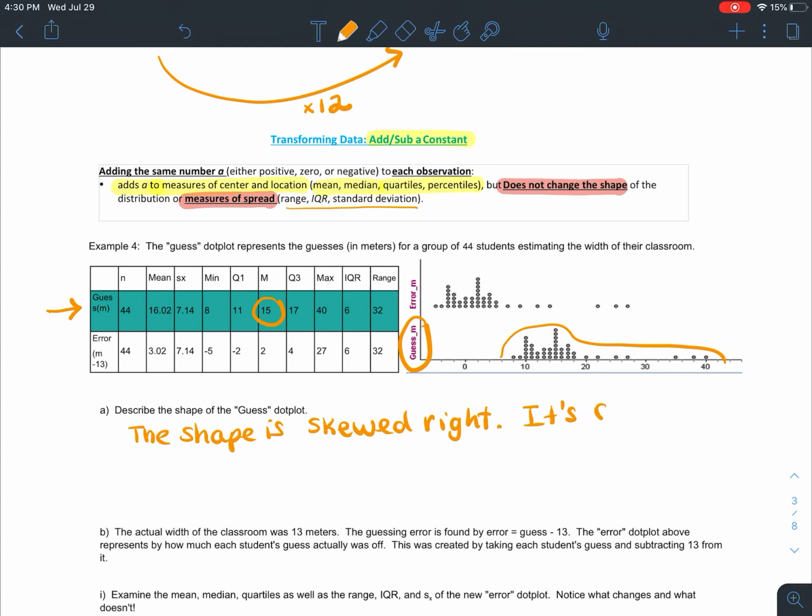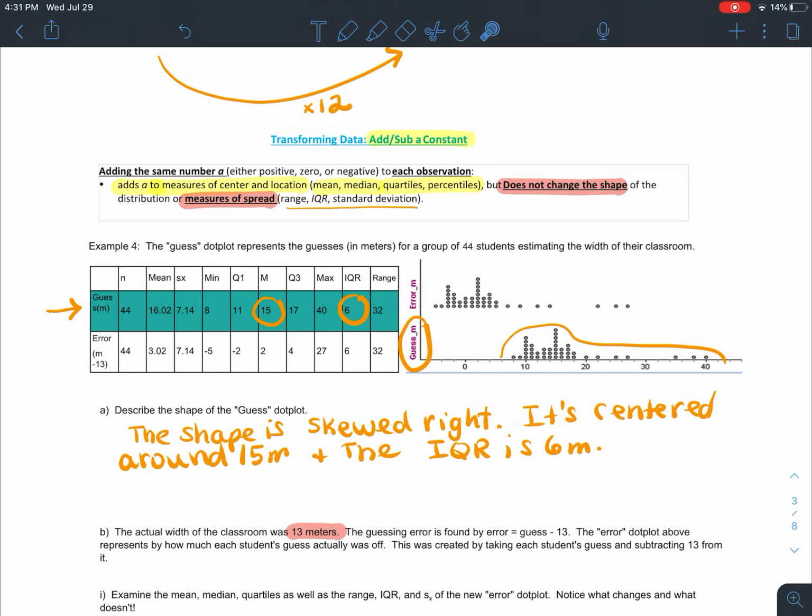So I'm going to say it's centered around 15 meters, and I'm going to choose the interquartile range as the measure of spread instead of the standard deviation, again because this is skewed, and the interquartile range is 6 meters. That's for the guess dot plot. Now, the actual width of the classroom was 13 meters.